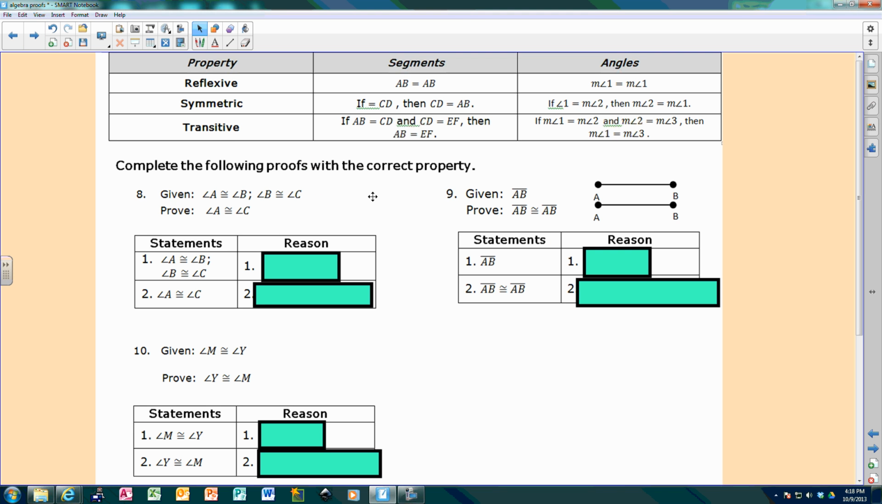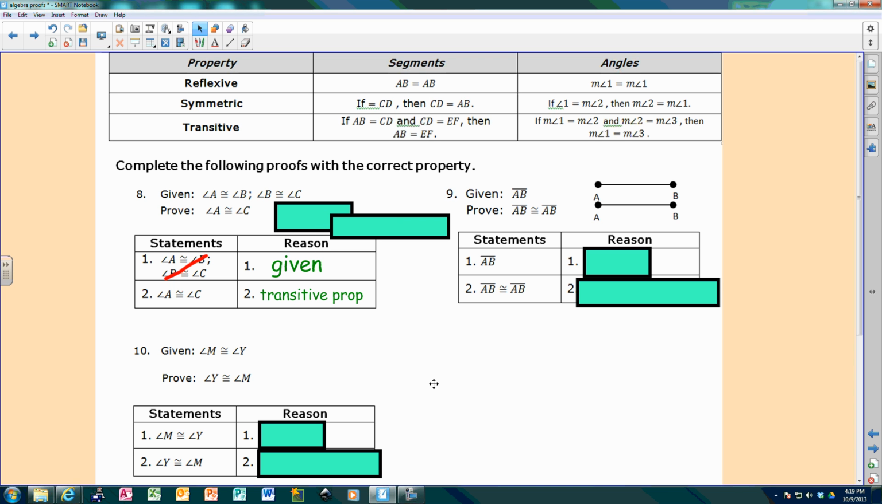Okay, the next thing, now we're going to look at some properties: the reflexive, the symmetric, and the transitive, okay? So remember, the first thing is always what's given. If angle A is congruent to angle B, and angle B is congruent to angle C, that is what was given. Remember, these two things cancel out, so I'm left with A and C. That means I use the transitive property.